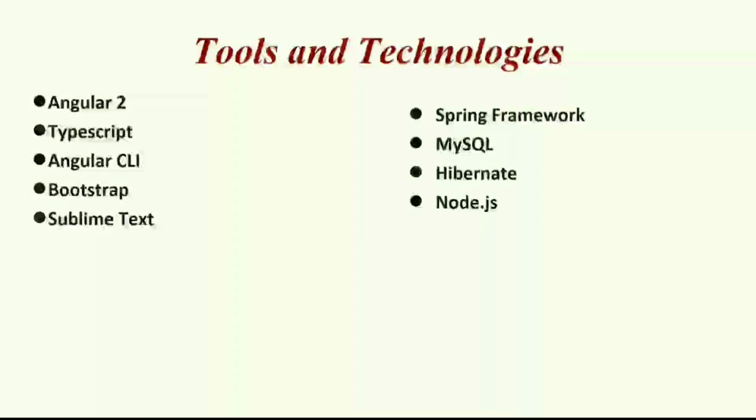The text editor which we are going to use is Sublime Text. And now for backend, we have Spring Framework, which is an application framework for the Java platform. And we have MySQL as the open source RDBMS, and Hibernate ORM, which is an object relational mapping tool for the Java language. So those were the tools and technologies that we are going to use.